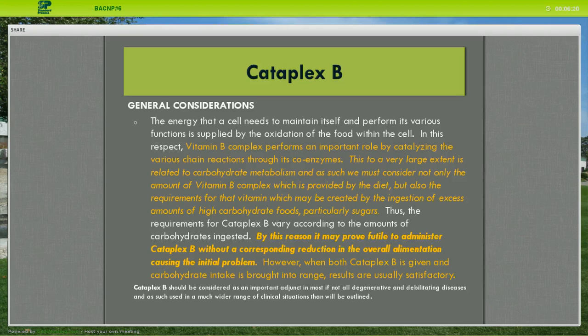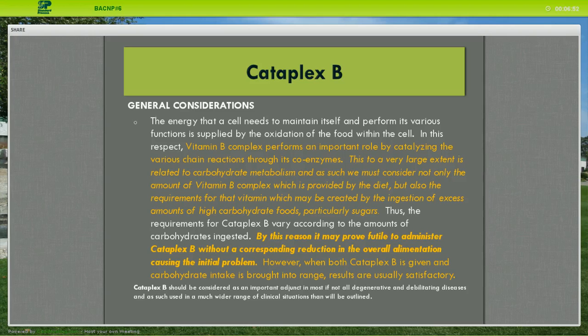So if we look back at what Royal Lee had to say about it, he said that the B complex performs an important role by catalyzing the various chain reactions through its coenzymes, FAD, NAD, what we just talked about. And this is to a very large extent related to the carbohydrate metabolism, and as such we must consider not only the amount of vitamin B complex which is provided by the diet, but also the requirement for that vitamin, which may be created by the ingestion of too much carbohydrate, particularly refined sugars.